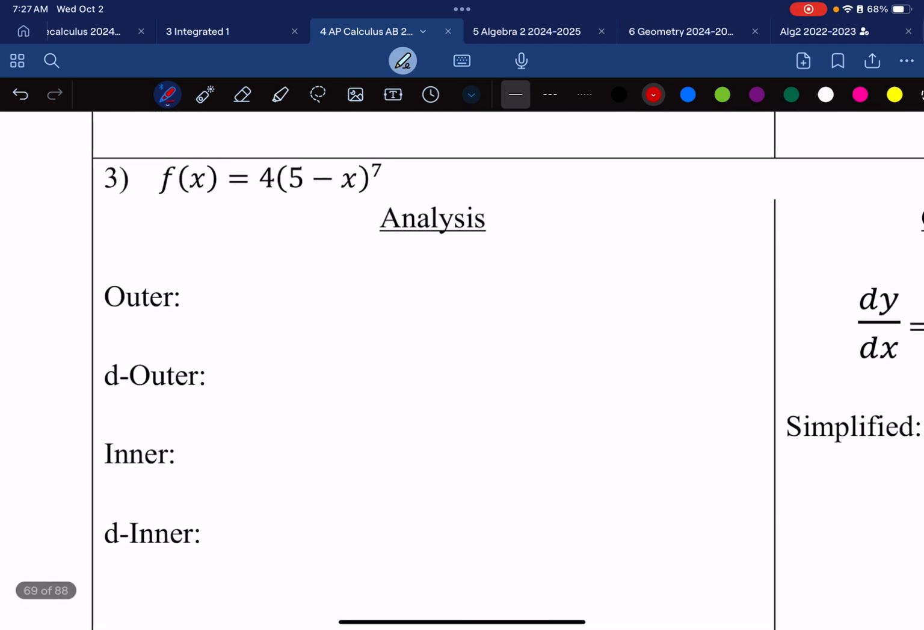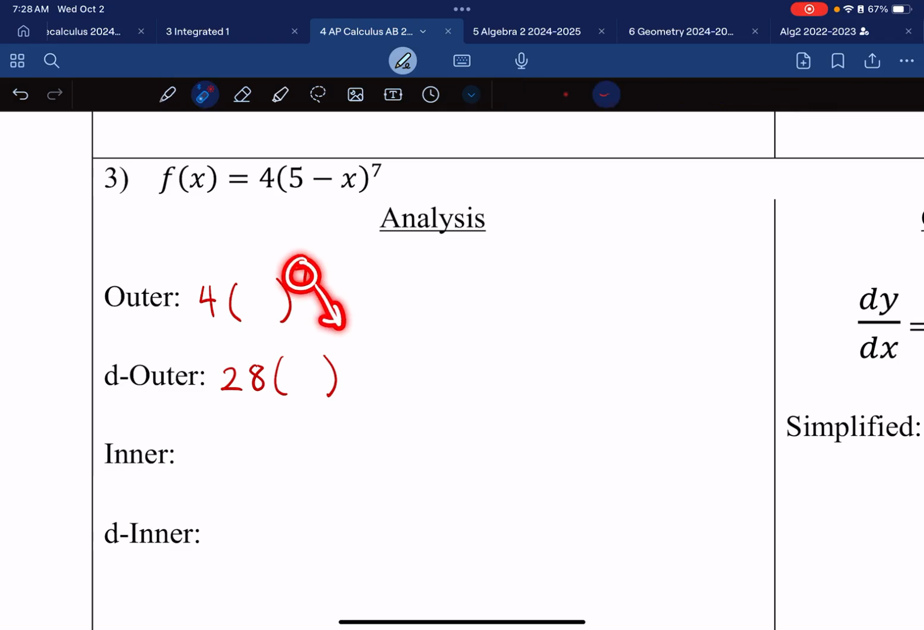All right, number 3, the outer is going to be 4 times some stuff to the power of 7. The derivative of that, it's powerhouse yet again. The 7 is going to multiply down in front. 4 times 7 is 28. This is going to be multiplied by stuff to the power of, it used to be 7, it's going to go down to a power of 6. And then from there, I'm going to do the inner. The inner is 5 minus x.